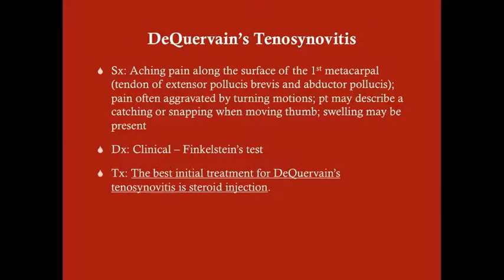So what do we do for these patients? Well, as far as diagnosing them, we don't need to do anything other than clinical, and that's mostly because what we do for the treatment is really nothing significant. The best initial therapy for DeQuervain's tenosynovitis is a steroid injection, which would be injected roughly around where that ligament is. So the best initial therapy for DeQuervain's tenosynovitis is steroid injection, not steroid pills, not steroid IV, steroid injections.